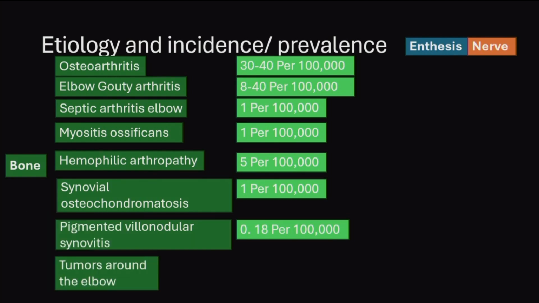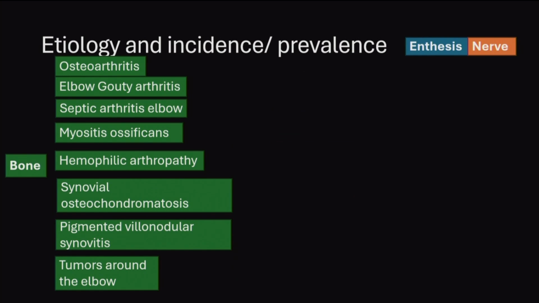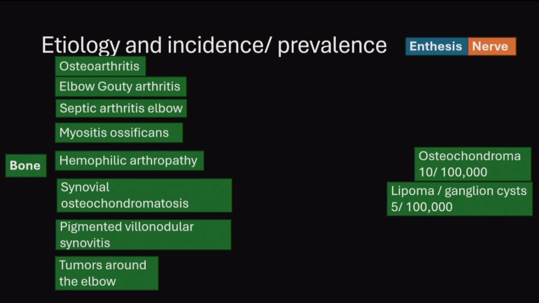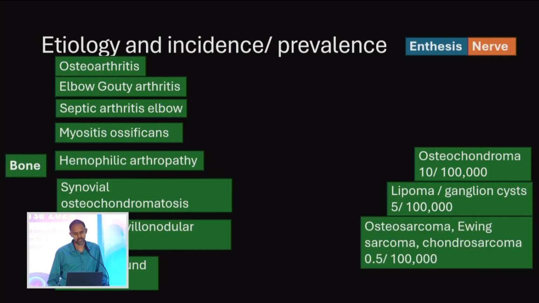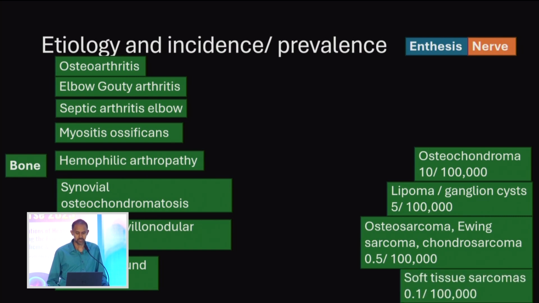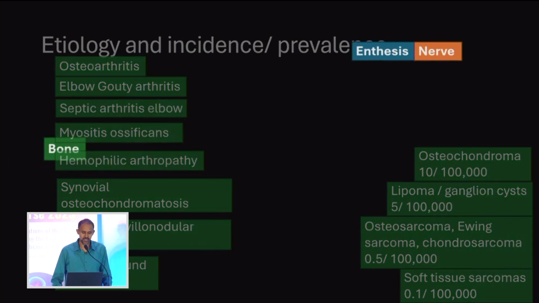But tumors around the elbow, that changes everything. So osteochondroma is 10 per 100,000, lipoma 5 per 100,000, osteosarcoma, Ewing sarcoma, chondrosarcoma 0.5, and soft tissue sarcomas 0.1. So when you get a patient, you're thinking about these things that could be weird diagnoses. Keep in mind how common they actually are. It's not to say they don't exist, but there could be more common things actually happening.